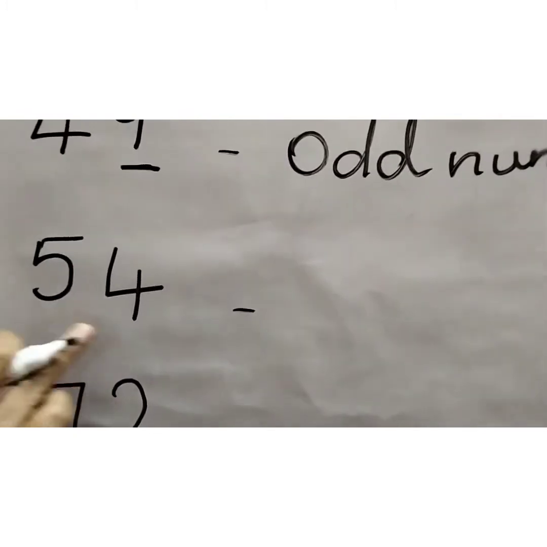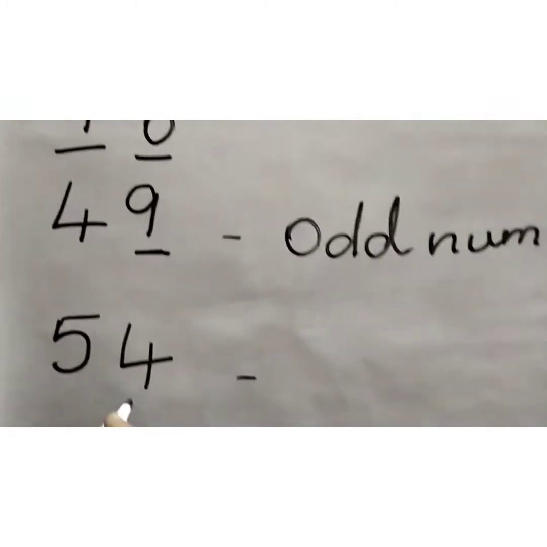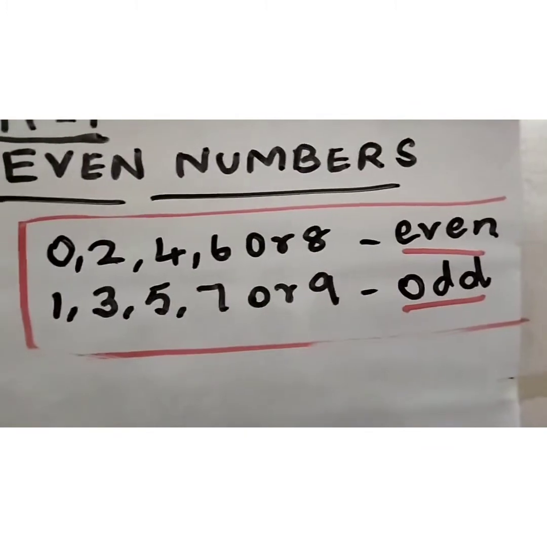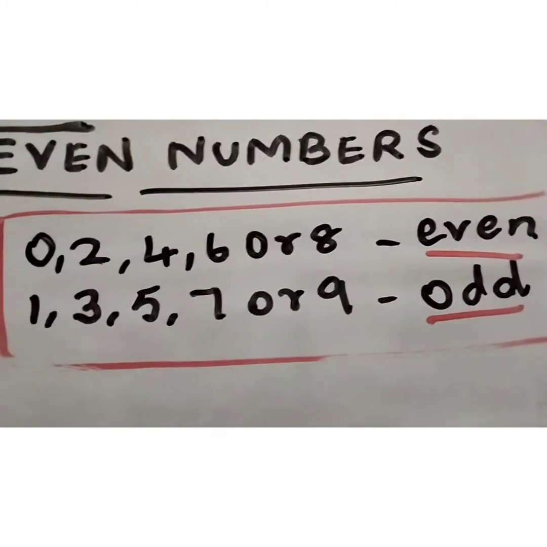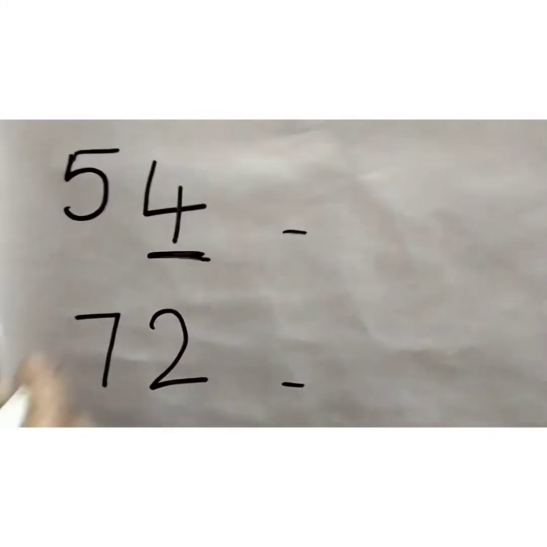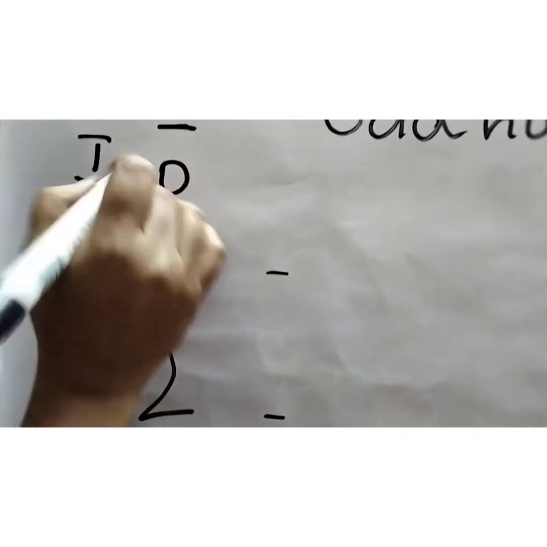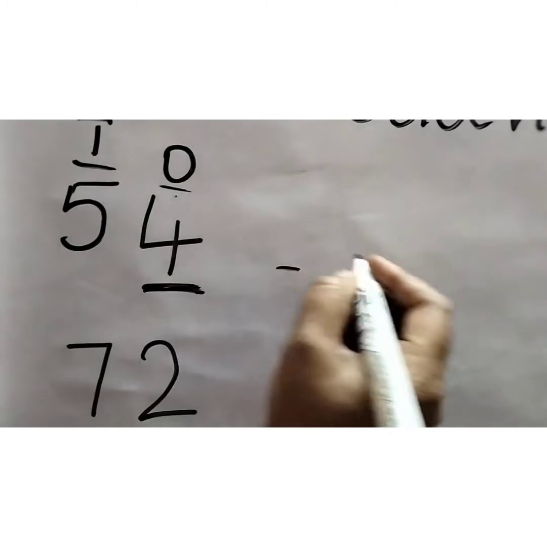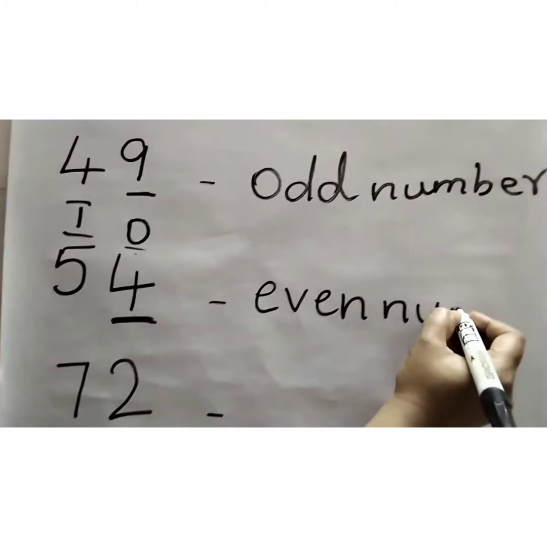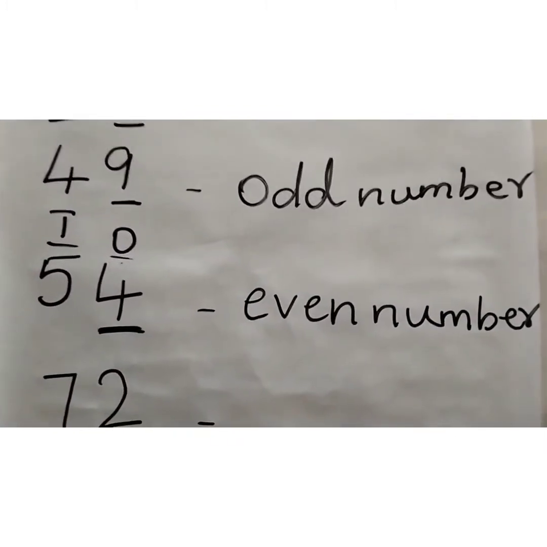Look at the next number, 54. What is the number in the ones place? 4, isn't it? We already know numbers having 0, 2, 4, 6 or 8 in their ones place are called even numbers. So here in the ones place it is 4, so it is an even number. 54 is an even number.